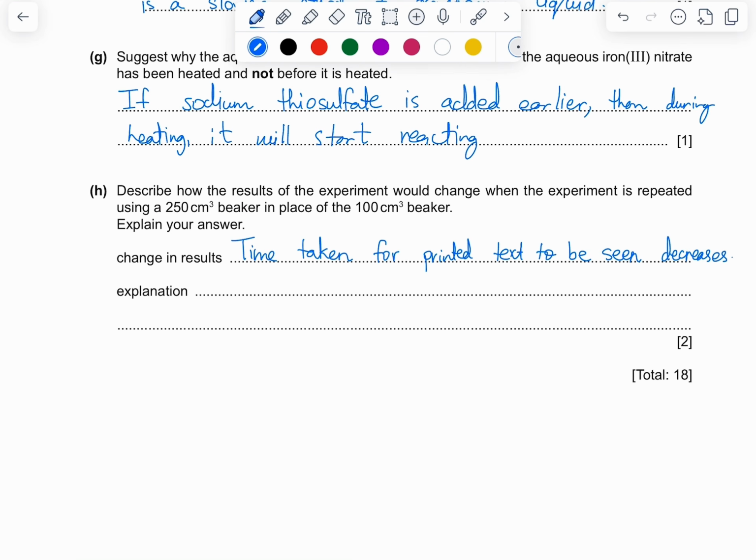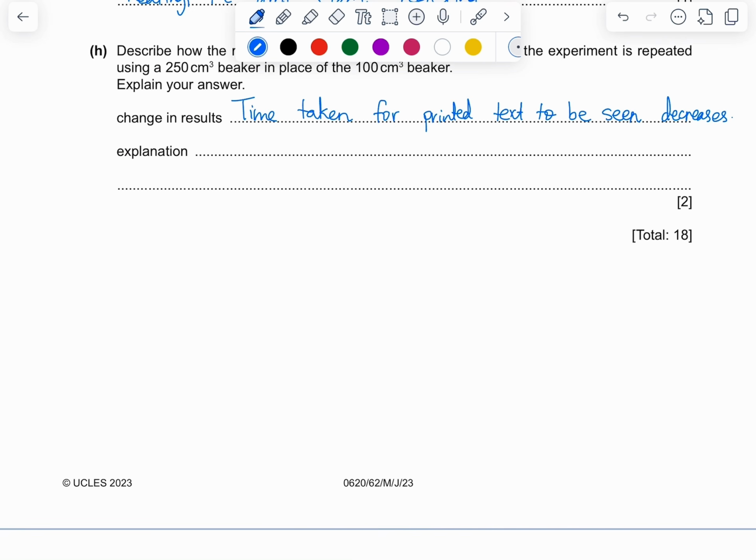Alright, next explanation. Because there is less depth in a 250 cm³ beaker, there is less depth of our aqueous solution. Alright, so in the 250 cm³ beaker, there is less depth of our aqueous solution.